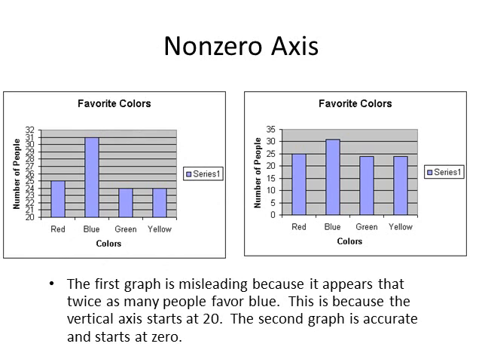So here's an example of use of a non-zero axis and how it can be very misleading. The first graph is misleading because it appears that twice as many people favor blue if you look at the height of the bar graph as compared to the other graphs. However, the vertical axis, if you look, begins at 20. The second graph is more accurate. When we redo the graph and make the axis on the y-axis begin at 0, we can see more accurately a comparison of the favorite colors of the people that were surveyed.